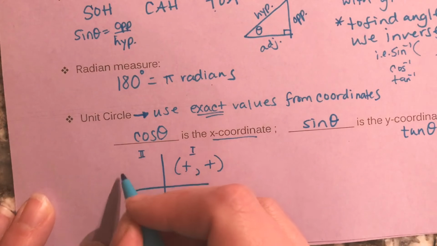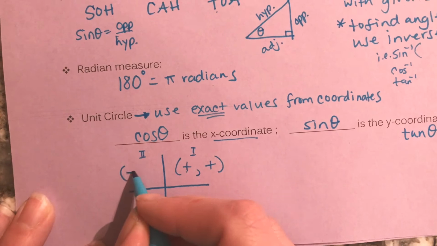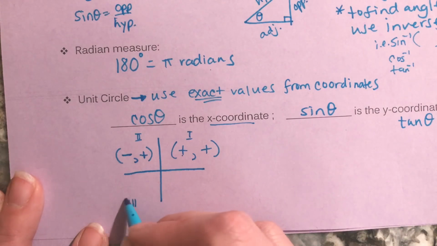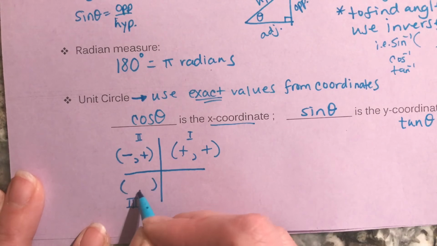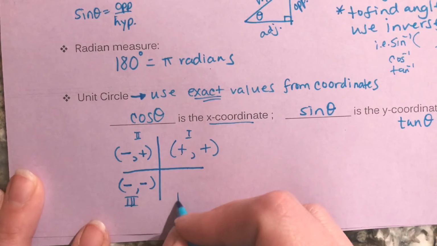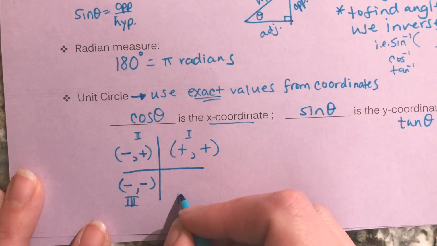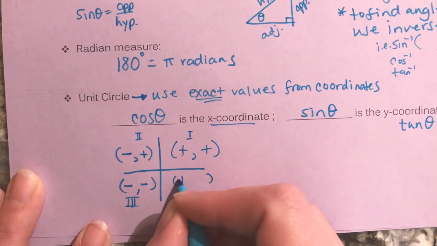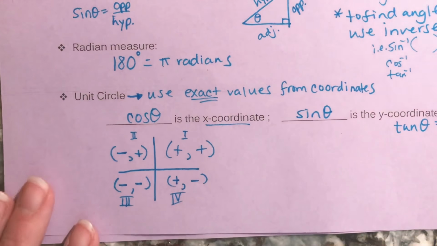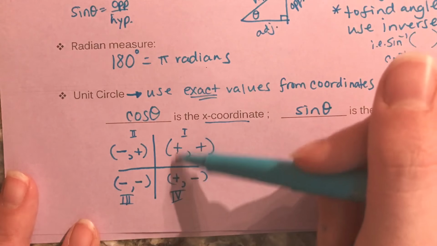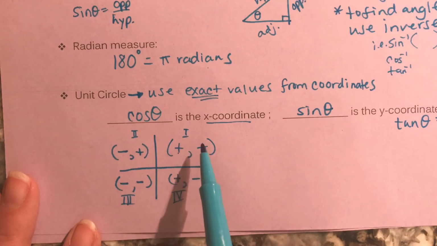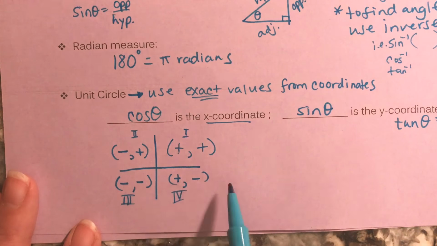In quadrant 2, we're going this way this time, so the x is negative and the y is positive. And then in quadrant 3, it's left and down, so negative x and negative y. And then in the fourth quadrant, over and down means positive for the x and negative for the y. So you can see over here cosine's positive, negative over here. And sine is positive in these two, but it's negative down here.